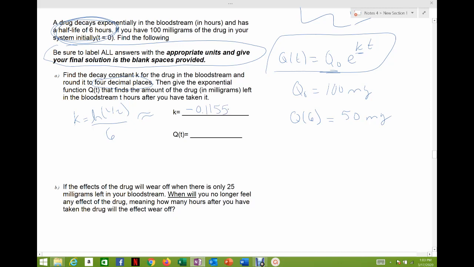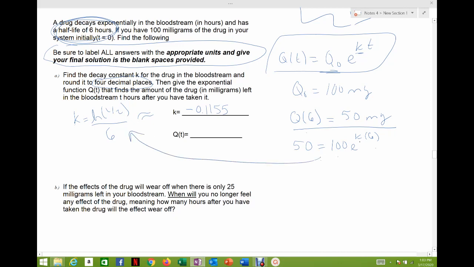0.1155. If you forget that, again, you can use this. I know in 6 hours I should have 50 milligrams. So take my equation, set it equal to 50, and plug in the time, 6 hours. If you simplify this, it should simplify.